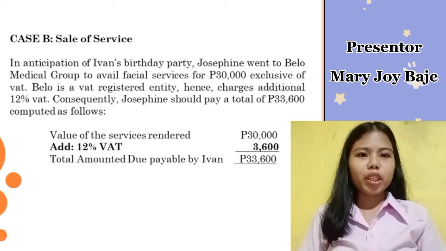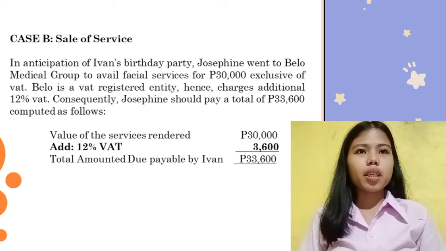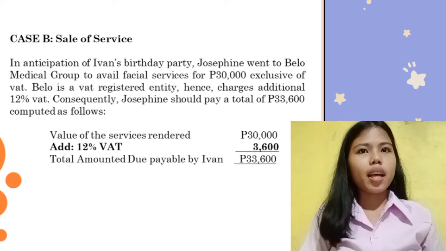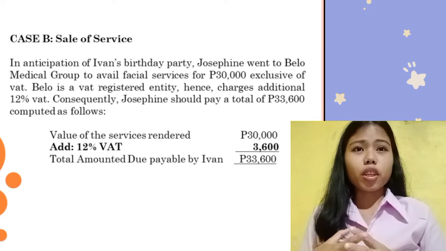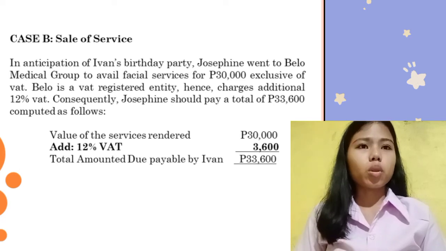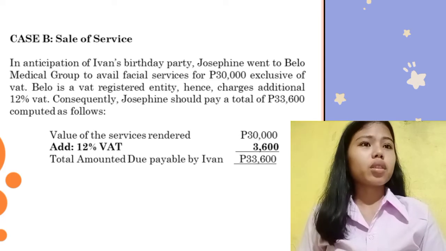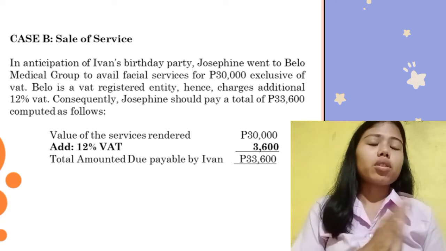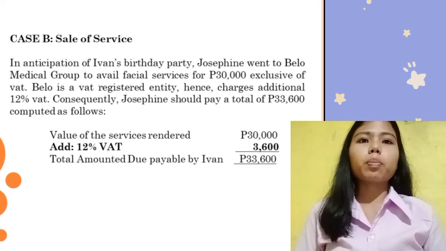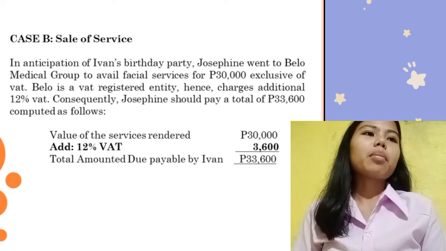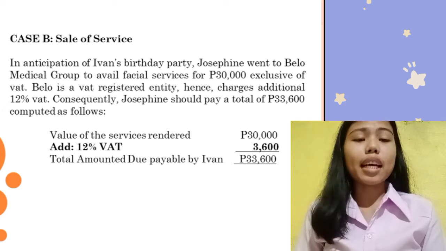Good day, everyone. I'll be presenting case B about the sale of service. First, what is sale of service? Sale of service is about providing service to a client or customer. In the example in case B, in anticipation of Ivan's birthday party, Josephine went to Bello Medical Group to avail of a facial service for 30,000 exclusive of VAT, value added tax. Bello is a VAT registered entity, hence it charges an additional 12% value added tax. Consequently, Josephine should pay a total amount of 33,600, computed as follows.